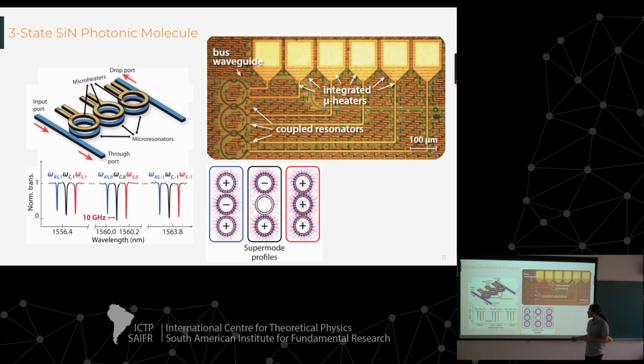And for the nonlinear signal, we send 2 pumps, one aligned to the blue resonance, one aligned to the red resonance. And then we see the generation of light in this central resonance here. For the microheaters, we pass a DC current just to heat the setup and change the refractive index. And that's it. We can control these positions by controlling the refractive index of our rings here.